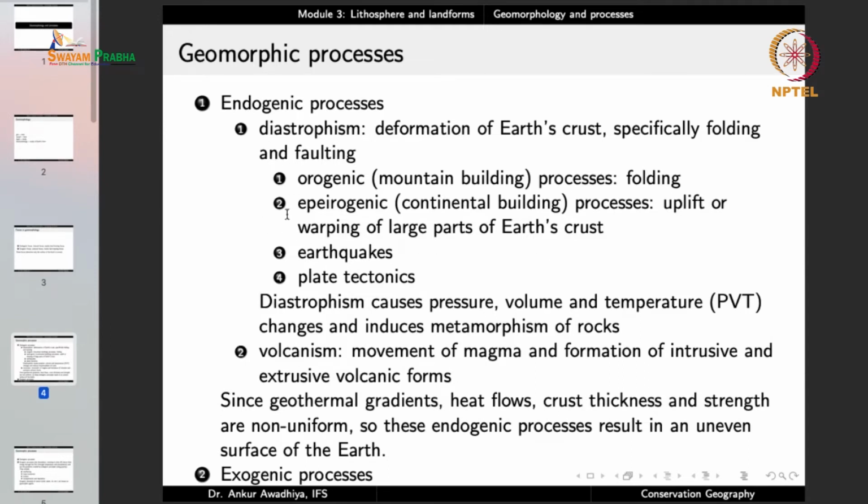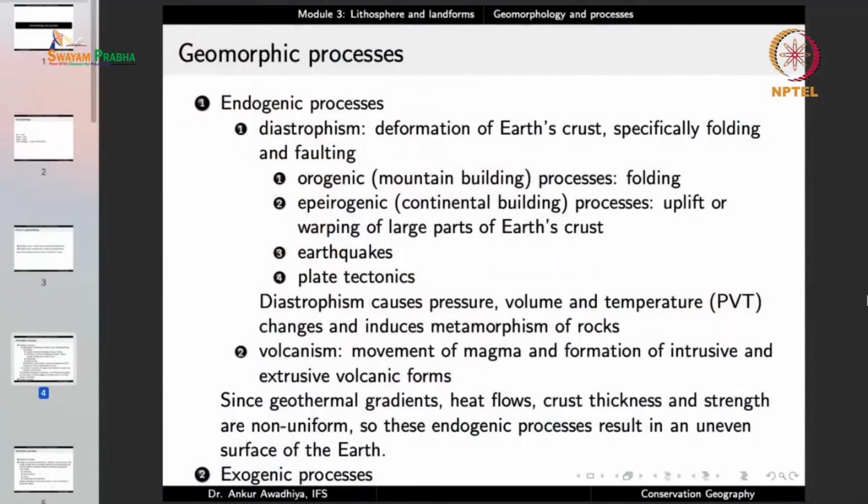Other diastrophic processes are earthquakes. Earthquakes also result in the creation of different landforms, because there is a violent release of energy. There are waves that get propagated, and typically the surface waves can result in changes to the landforms. So earthquakes are also another important way in which diastrophism acts.